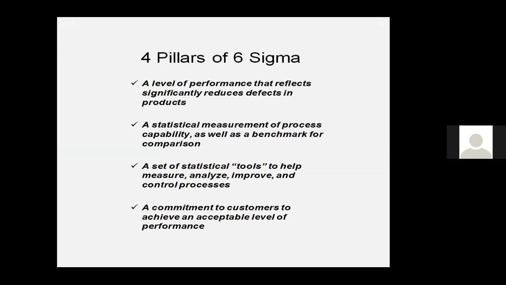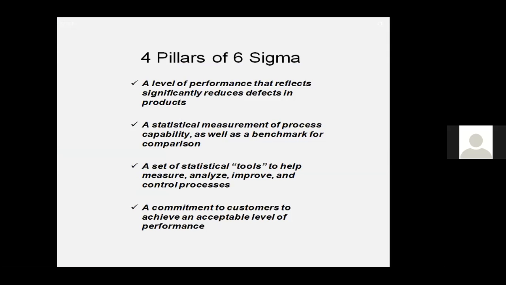So Six Sigma is basically based on 4 performance pillars. The first is a level of performance that reflects significantly reducing defects in the products. There is a significant reduction of defects. At Six Sigma, we have just 3.4 defects in 1 million.